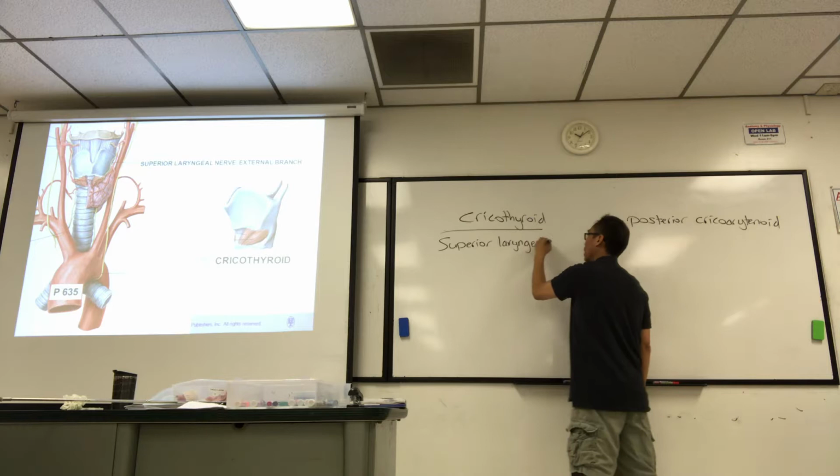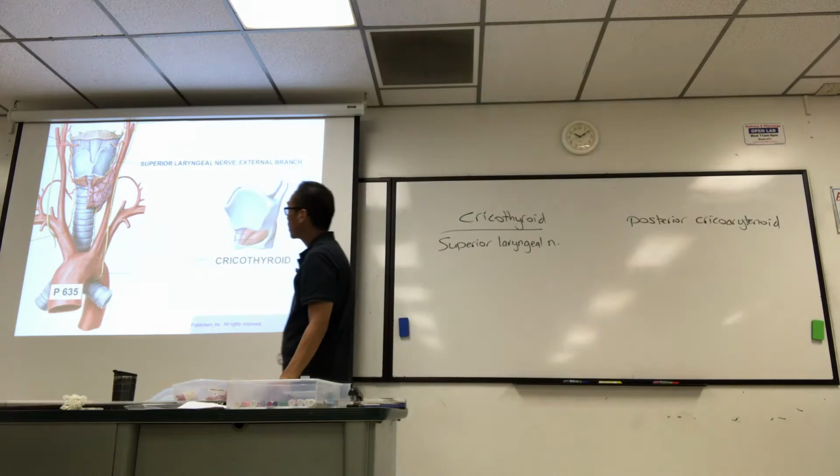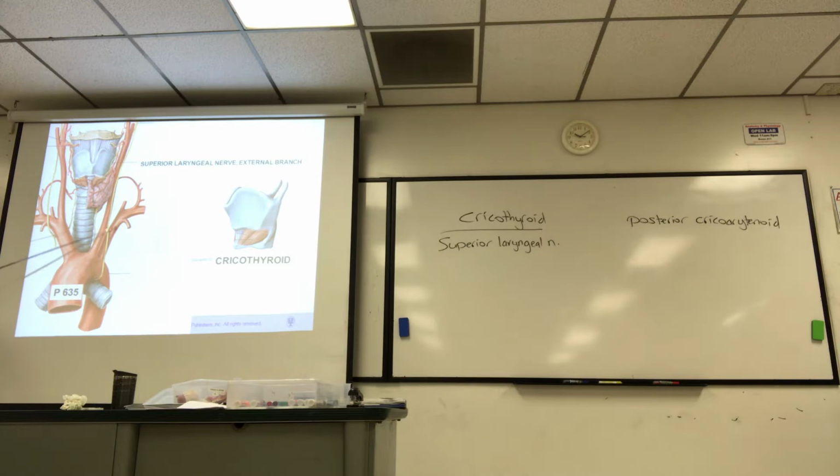On the left side, there's a recurrent branch that wraps under the aortic arch and then wraps back up. That's of clinical significance. If a patient presents with a hoarse voice, it may indicate an aortic aneurysm right here. If the aneurysm is in this location, it'll pinch that nerve, giving you a hoarse voice, because these go into the larynx.